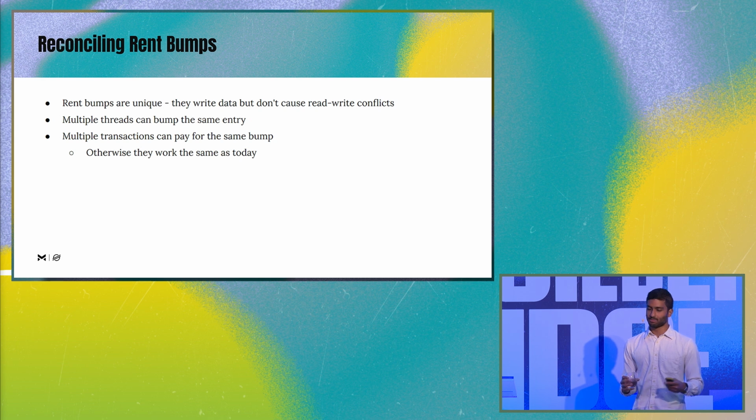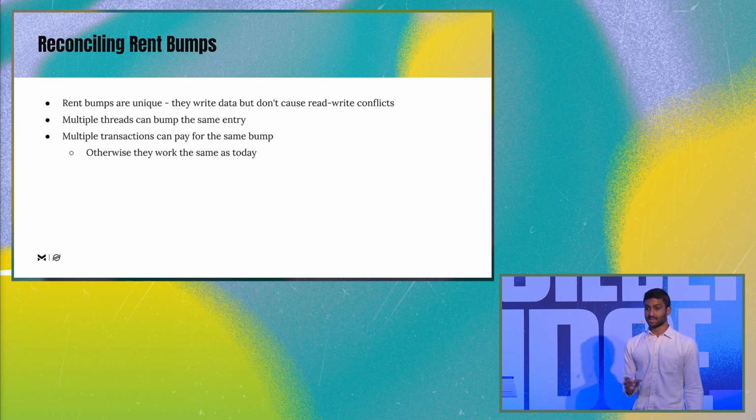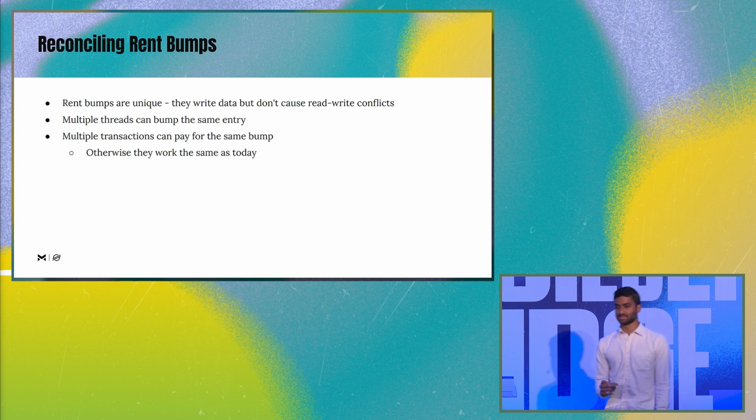We just collect all the bumps and reconcile them at the end, and this is easy because TTL entry values only move in one direction. They only increase, right? So this does mean that multiple transactions can pay for the same bump if they're run across threads in the same stage. But otherwise, rent bumps will work the same as they do today.